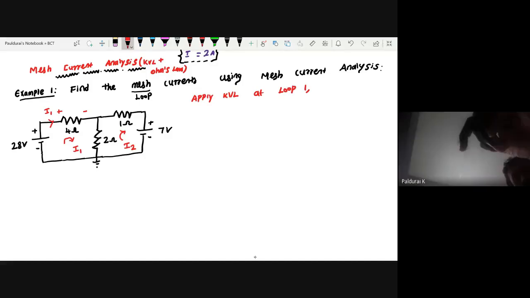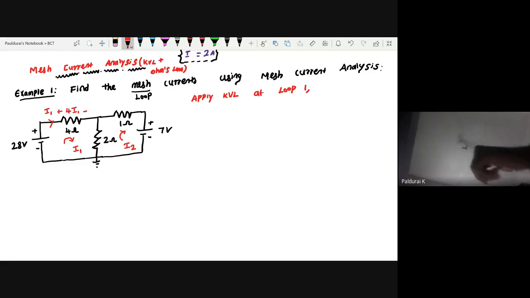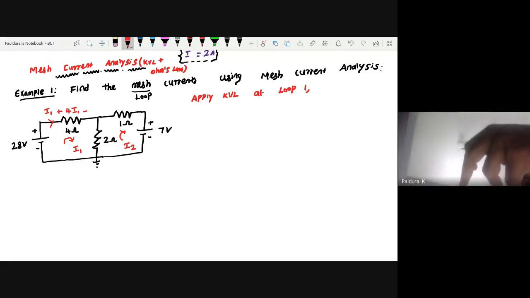4I1, sir. 4I1. Any doubt in this? No. Right. அதுக்கப்புறம் coming to 2 ohm. Okay. இப்போ இங்க தான் we want to spend much time and you want to be careful. Now listen to it properly.